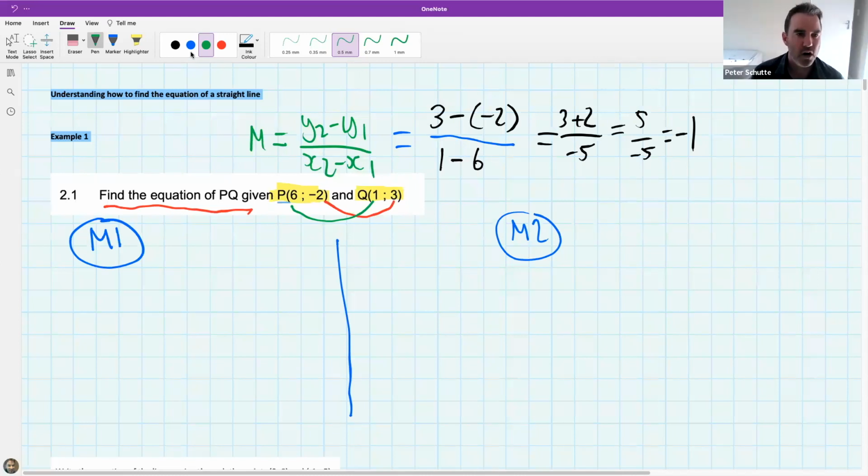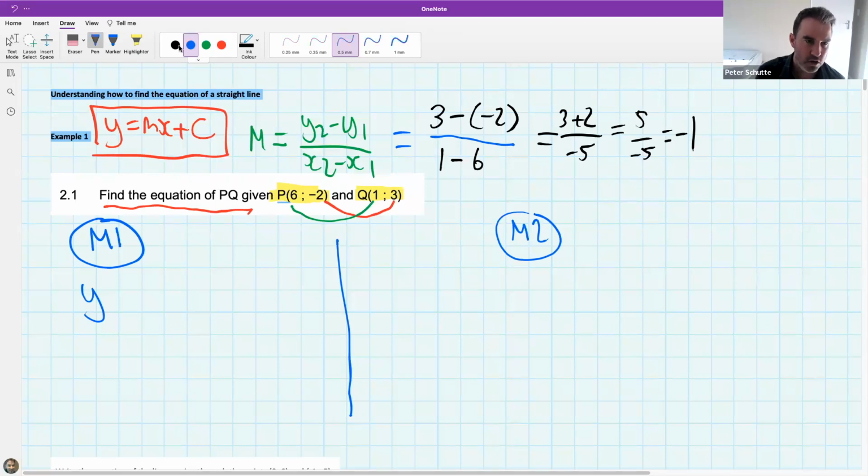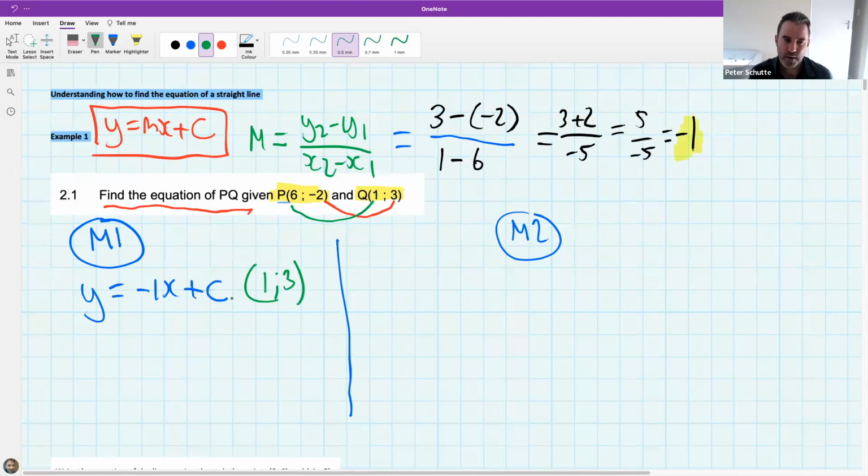So if we are using method 1, what we normally do is we write down, so we learned in the last lesson, the standard form of a straight line is y equals mx plus c. Now in method 1, we normally start by writing in the gradient, which you've established is minus 1. So we go minus 1x plus c. We don't know what c is, but we're going to use one of the points, either P or Q, and I'm going to choose the point Q. So that would be method 1.